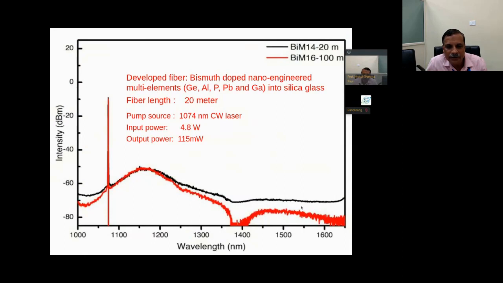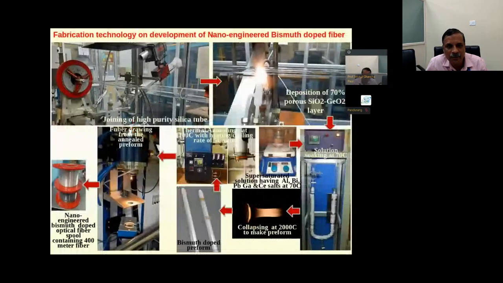This is flatness almost starting from 1100 to 1600 nanometer, and output power 115, and input power we have given 4.8 watt, but the length is around 20 meter. Hot bismuth fiber, basically people are using more than 100 meter, but here we have used only 20 meter of this kind of low silica glass fiber.